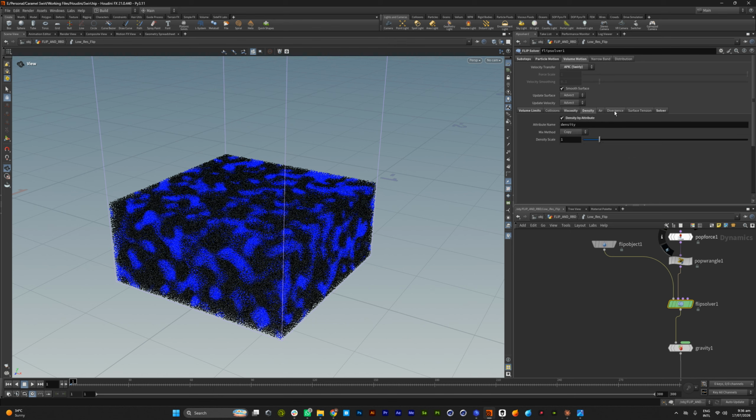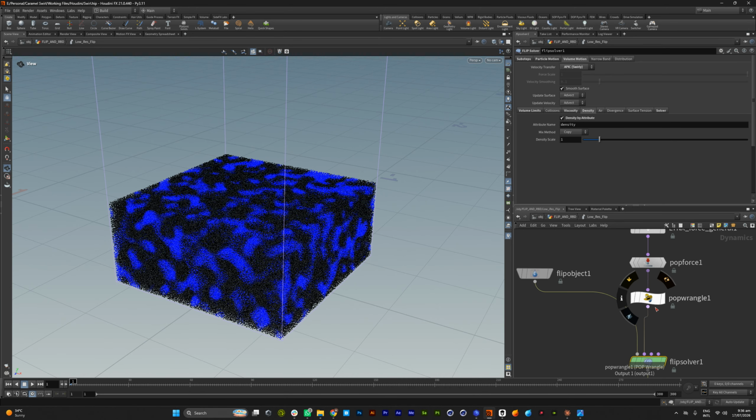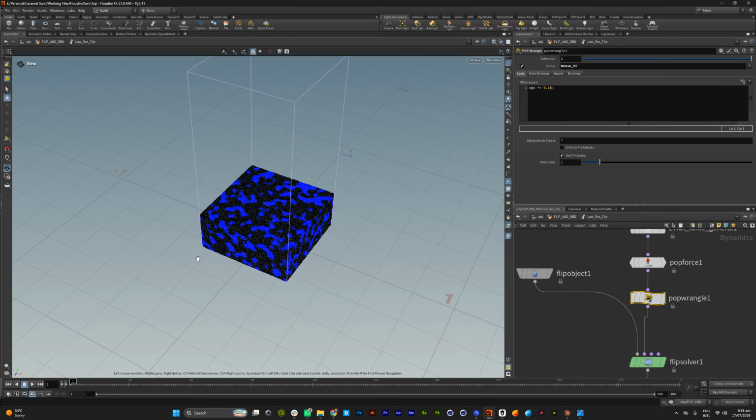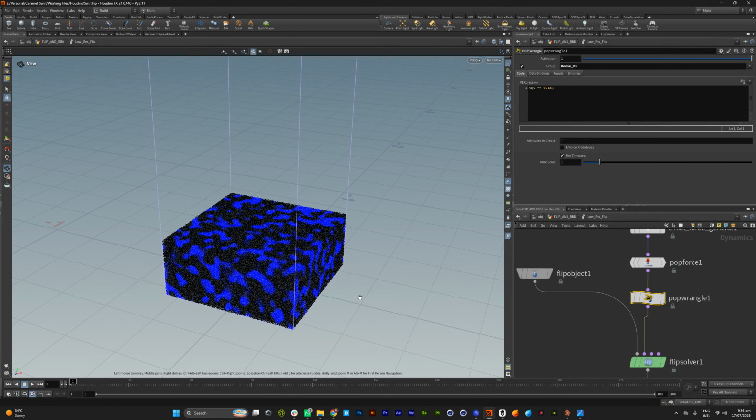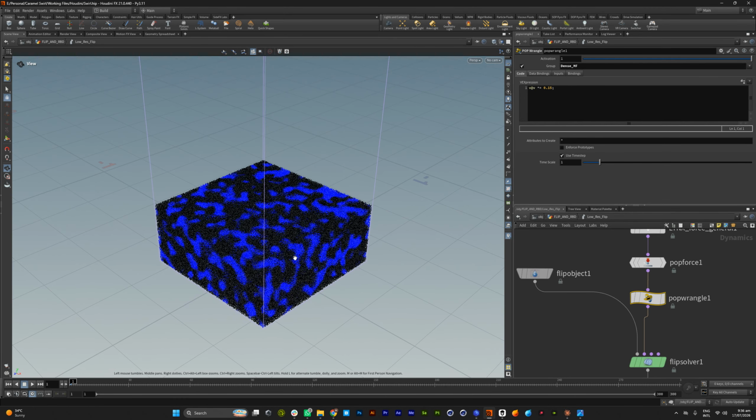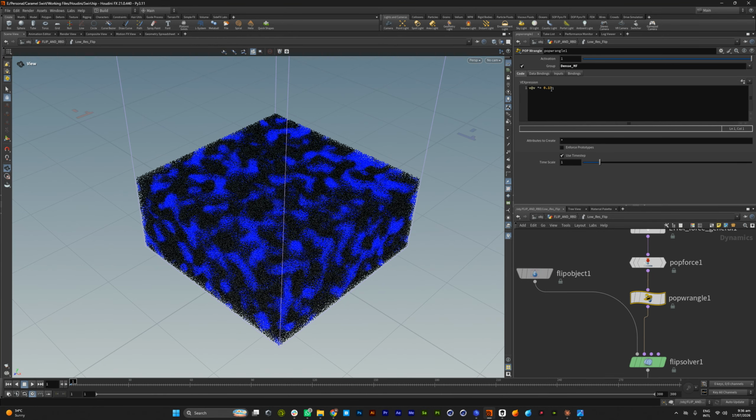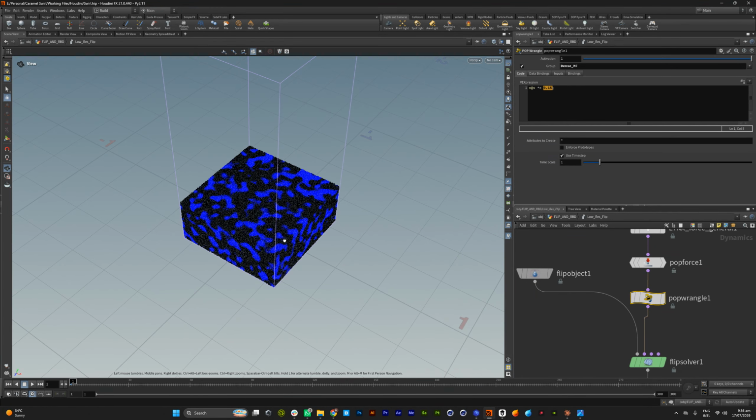I was importing from my SOP level right now, coming into my forces. So the first force that I had was a simple pop angle where I just told Flip to sort of multiply the particles that were less dense with a factor of 0.15. That way they moved really, really slowly.